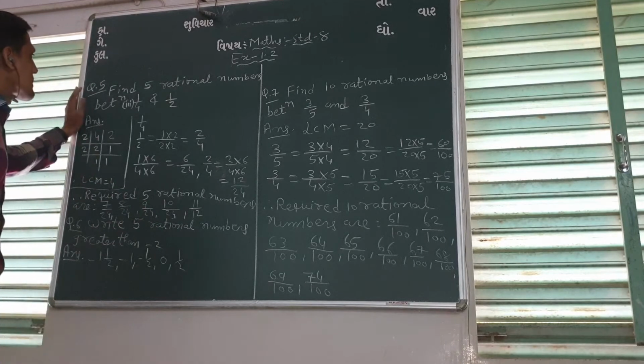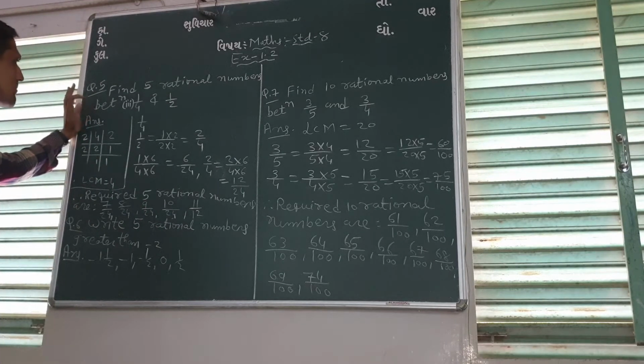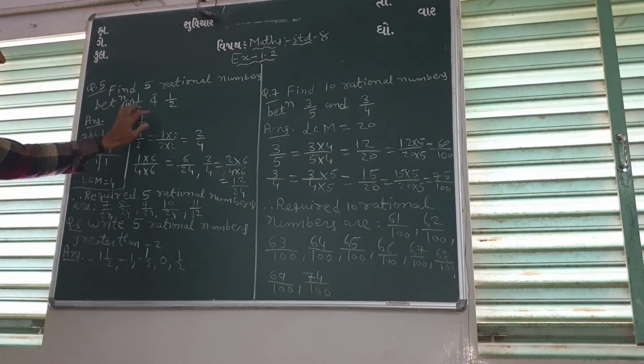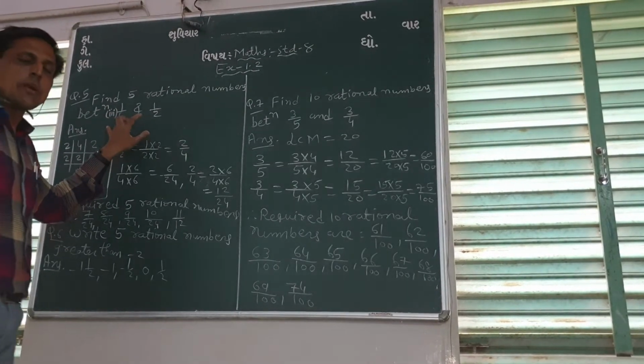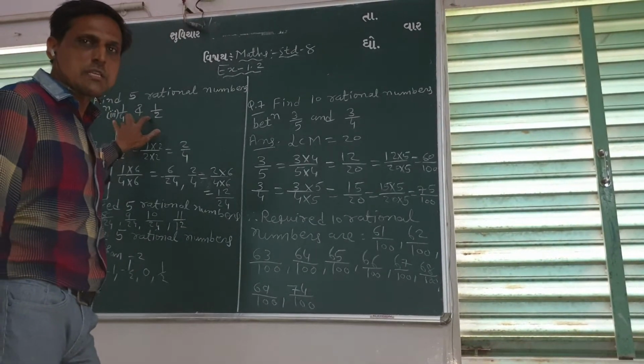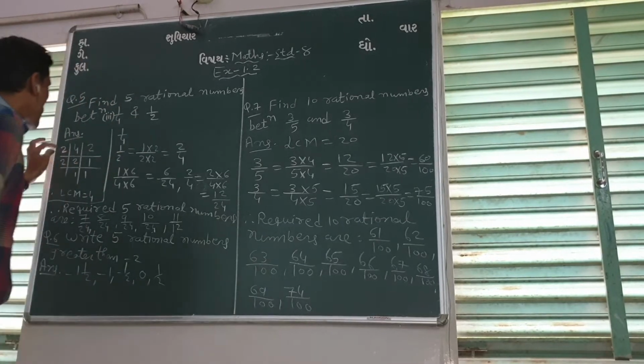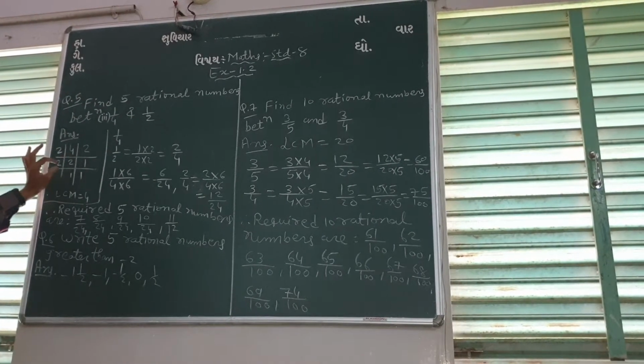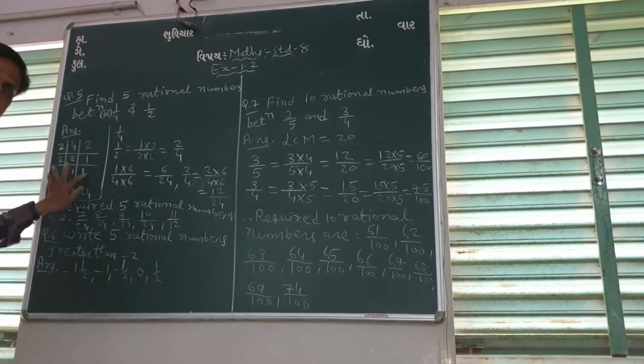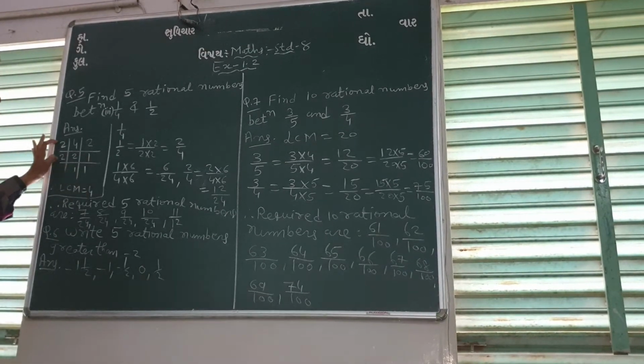Find 5 rational numbers between 1 by 4 and 1 by 2. So what have we done? Their denominators are different, so we have taken the LCM of 4 and 2. Right? So 2 twos are 4, 2 ones are 2, and 1 as it is. So 4 is the LCM.